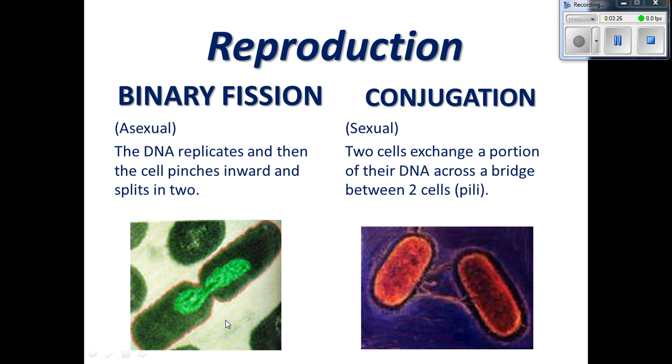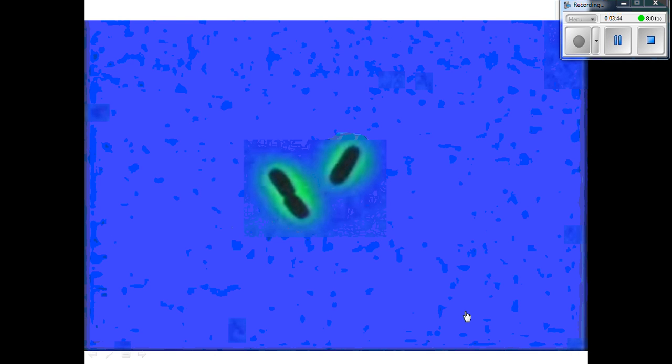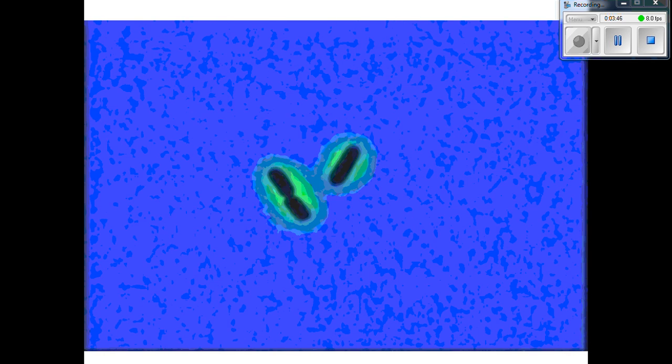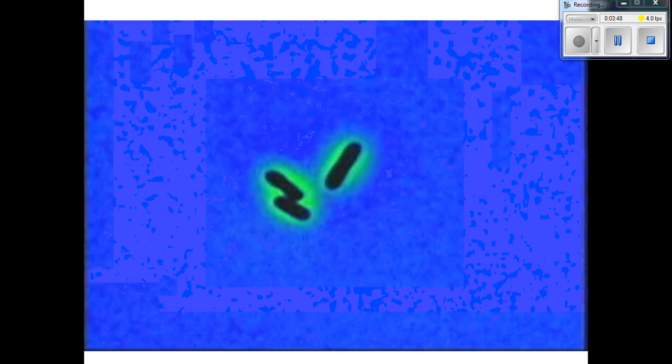In the sexual form of reproduction, known as conjugation, two cells exchange a portion of their DNA across the bridge between the two cells. If you notice, here's the bridge, and we refer to it as a pili. In the video that's being shown, it demonstrates binary fission.